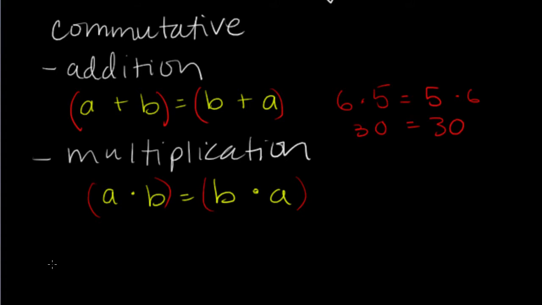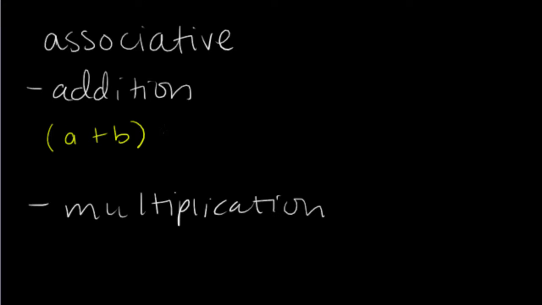Next up, we have the associative property. And this one, again, comes in addition and multiplication. This is what the addition looks like. It's going to look something like A plus B plus C equals A plus B plus C. And the only thing that's different is that the parentheses are in different places.